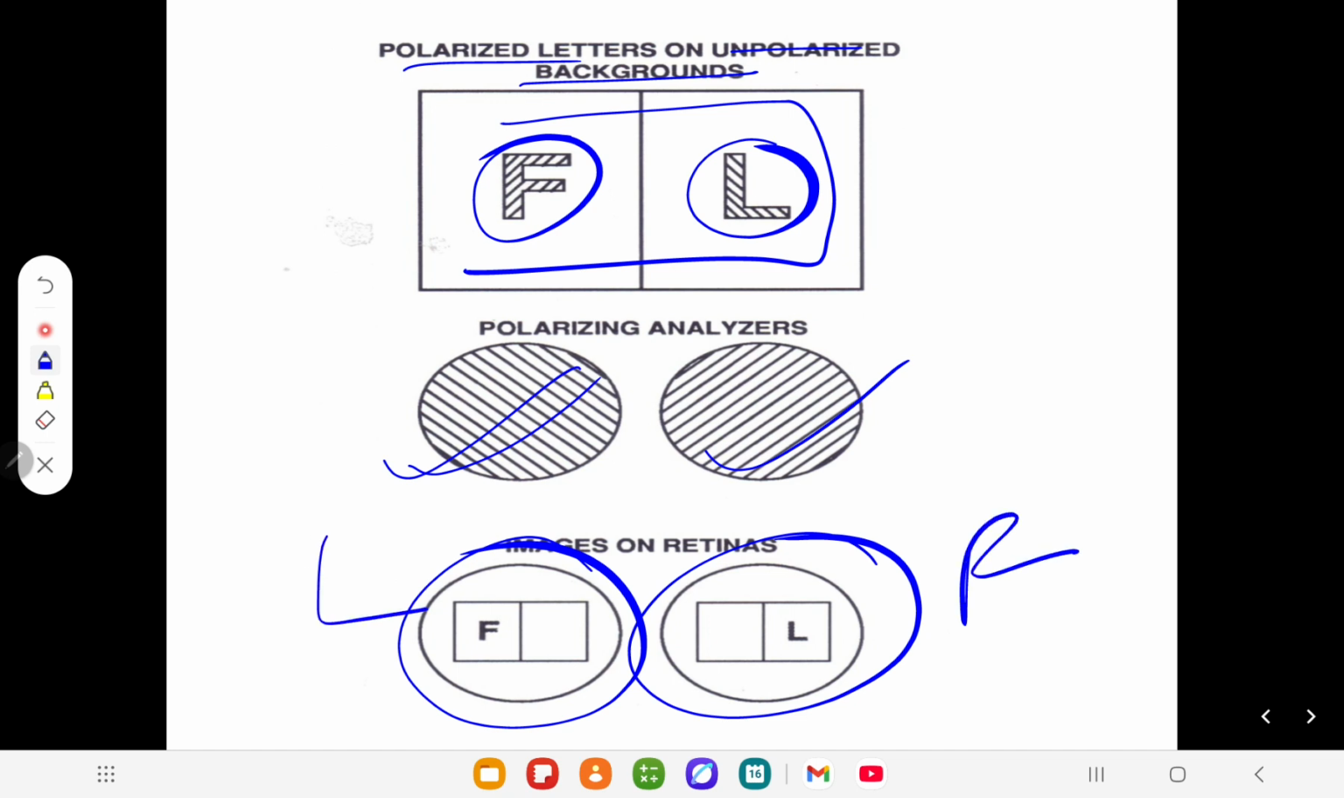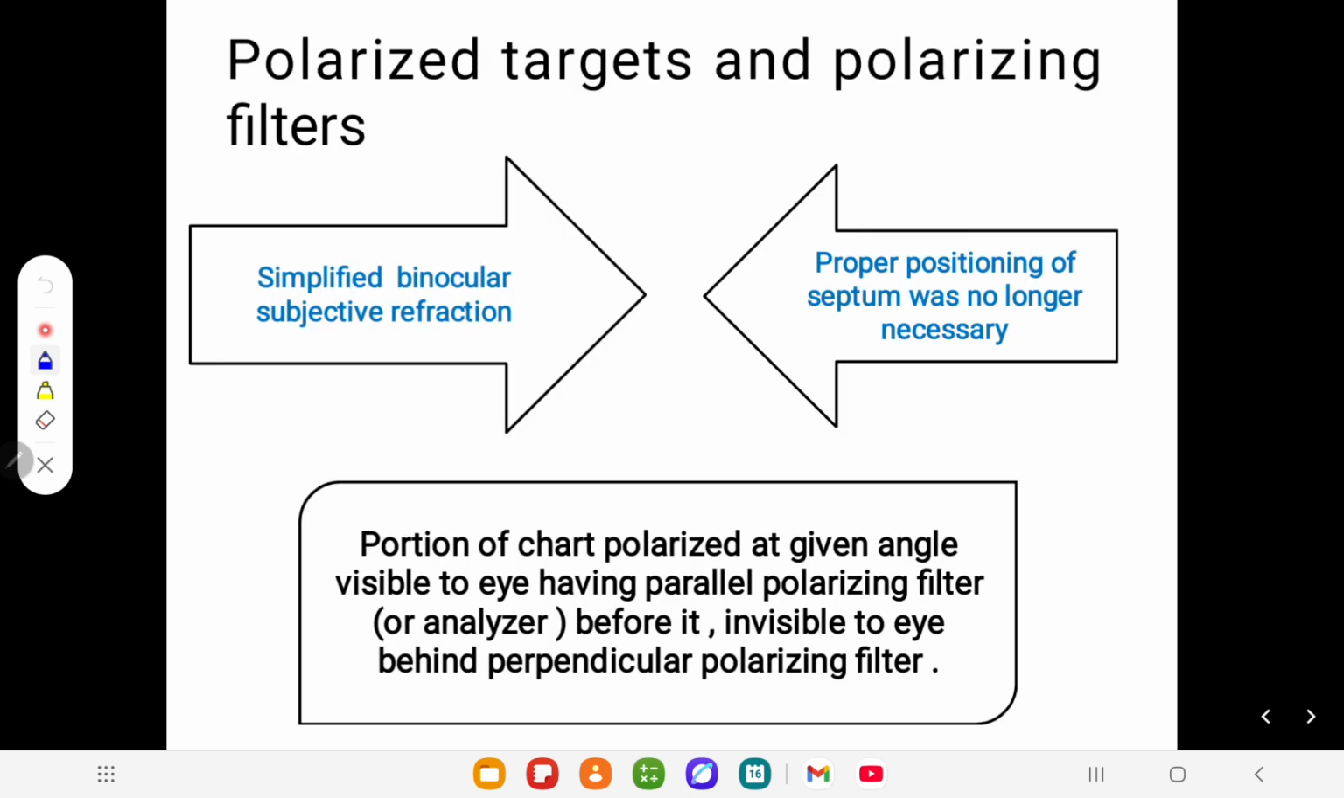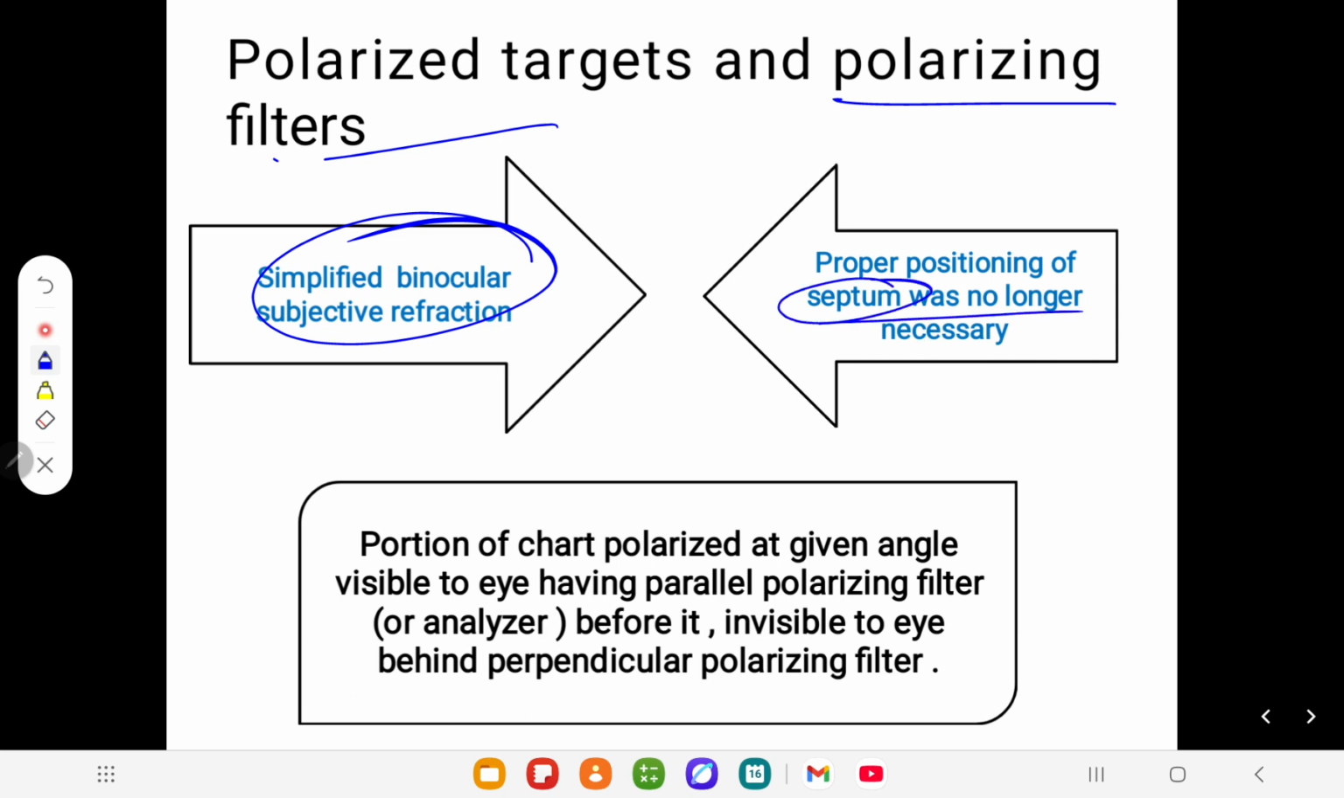That's why the two eyes have two images, but the background is the same, and through the background we maintain binocularity, isn't it? So the right eye sees the characters oriented at 45 degrees, the left eye at 135 degrees, and the right eye cannot see the letter viewed by the left eye, as we have discussed. So it is a polarized target with polarized filters. This simplified bilateral subjective refraction, and proper position of the septum was no longer necessary. In the case of the septum, proper position is necessary.